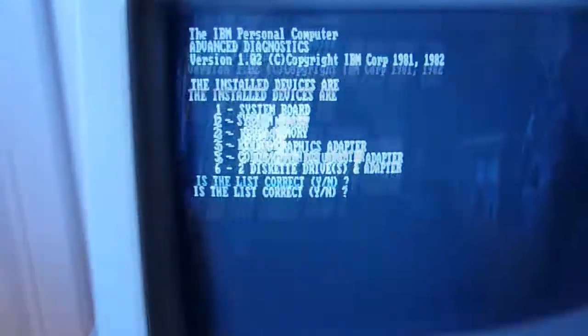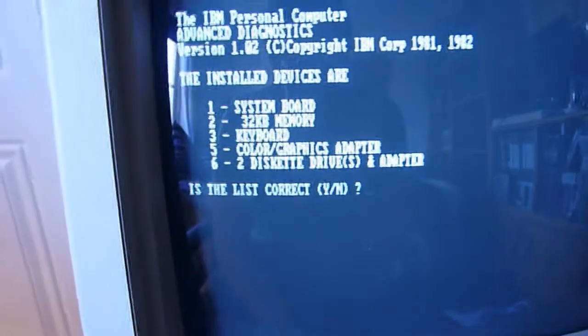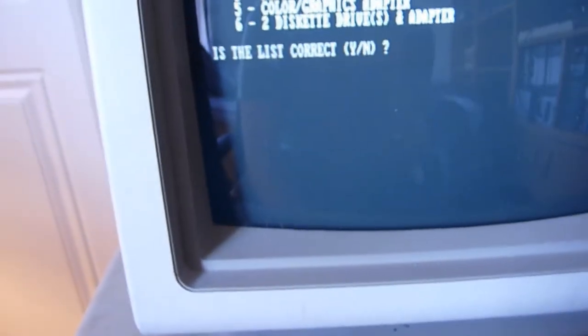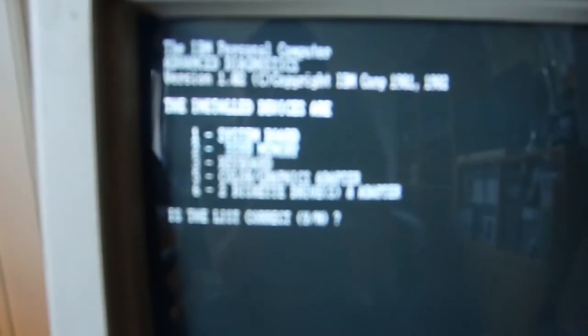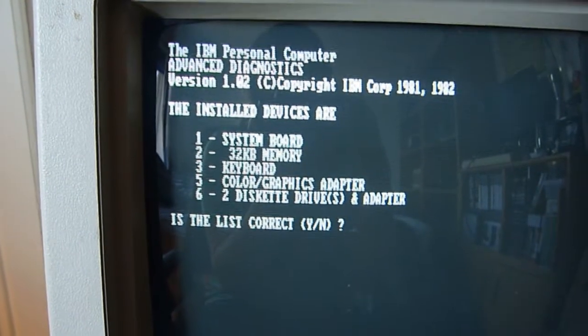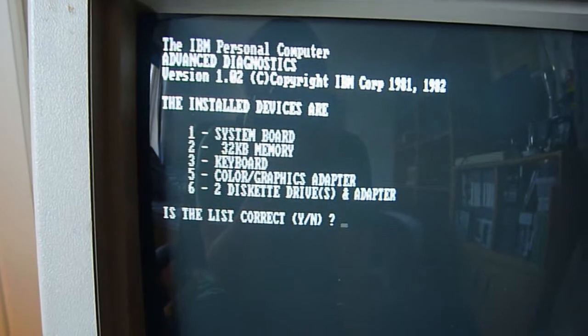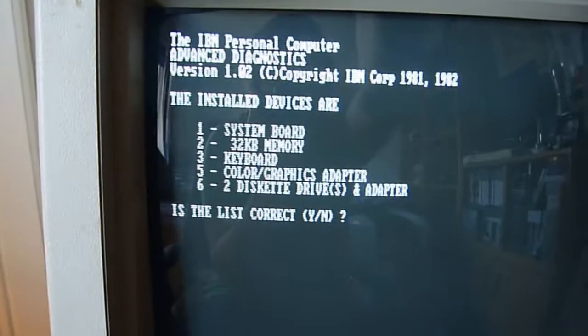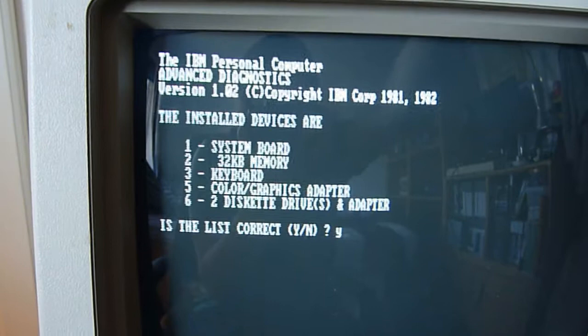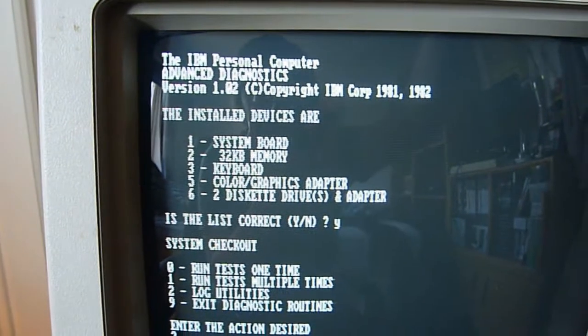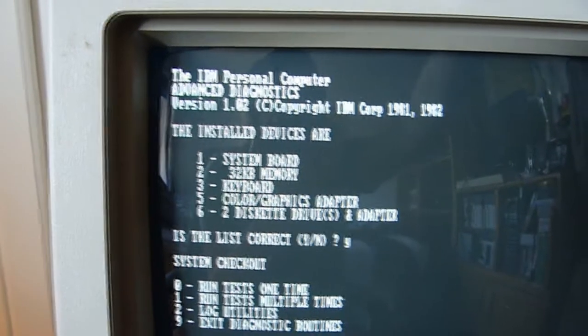And we have our diagnostics, which is what I want to show you. So, is the list correct? Yes, that is currently what is installed. Don't you just love it when these things fail to focus? There we go, because I want you to see it, so you guys can perhaps provide things. Yes, it is. Zero.